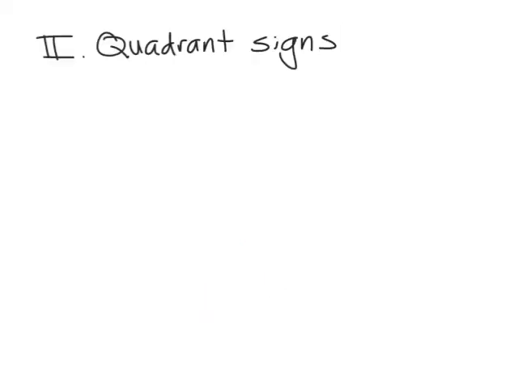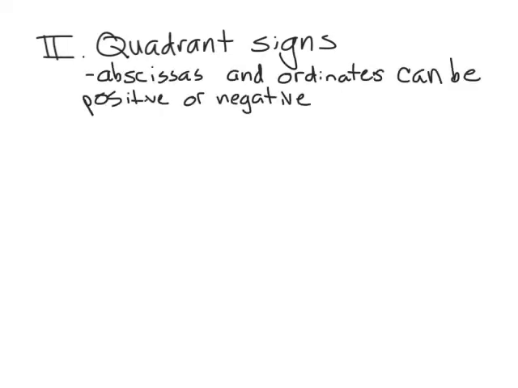So we're going to break this lesson up into two parts. The first part is going to be talking about the sign of the value, the ratio, because we're going to deal with the 4 quadrants, and then the second part will be the reference angle. So when I talk about quadrant signs, that means the abscissas and the ordinates can be positive or negative. The x's and the y's can either be positive or negative depending on which quadrant you are in. So depending on which is positive and which is negative, that's going to affect your sine, cosine, and tangent ratios. So we will deal with each of the quadrants.